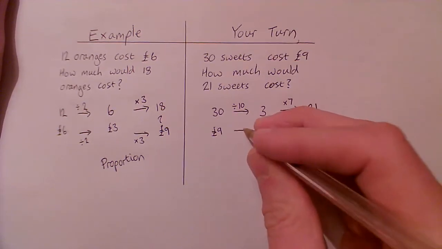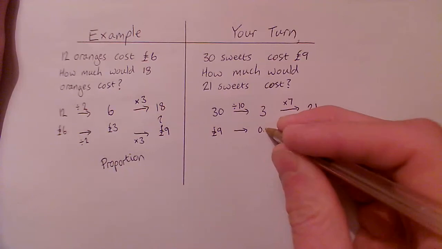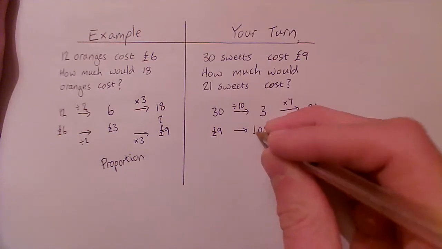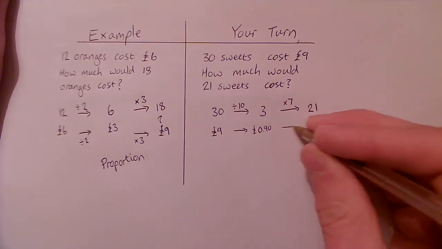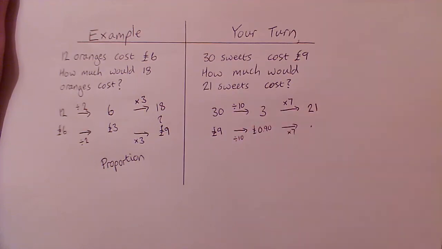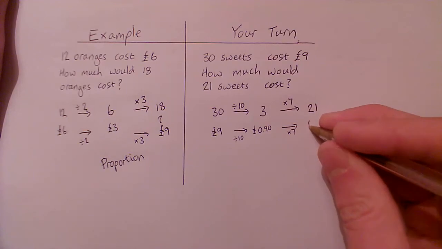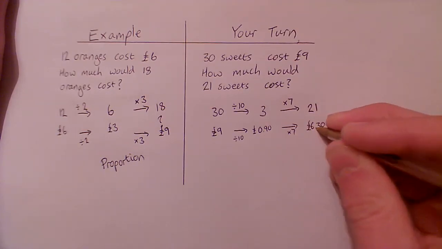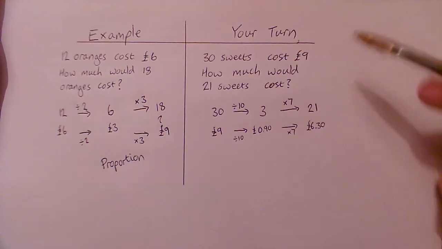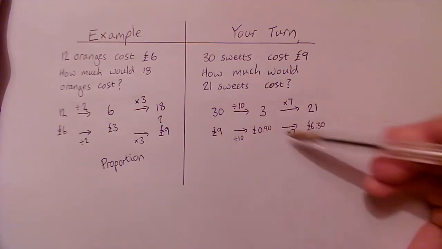Let's do that. 9 divided by 10 gives us 90p. 90p times 7 gives us £6.30. And we're done. So again, little strategy to spot along the top, and then following that through.